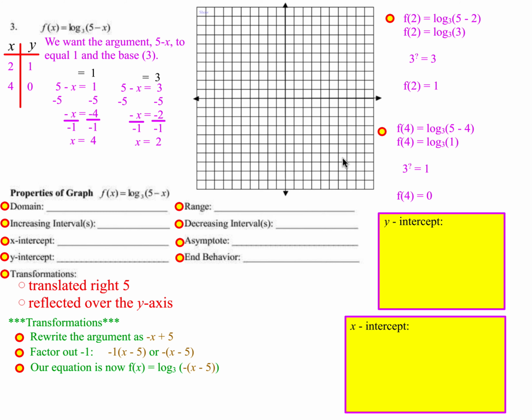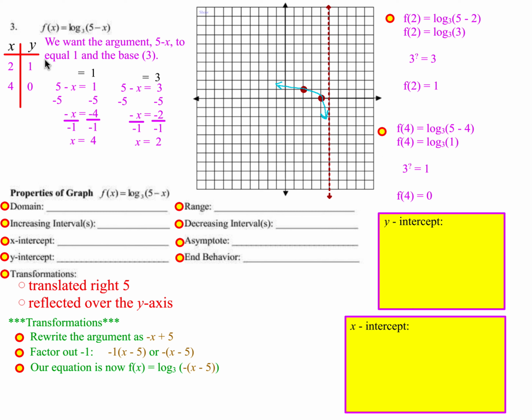Right? So our transformations: it translates right 5 units and reflects over the y-axis. So if you can picture that, my asymptote will be over here at 5. But when it reflects over the y-axis, it's going to change from an increasing graph to a decreasing graph. Okay? And you're adding the 2 points and the asymptote to our graph. It should look about like that.